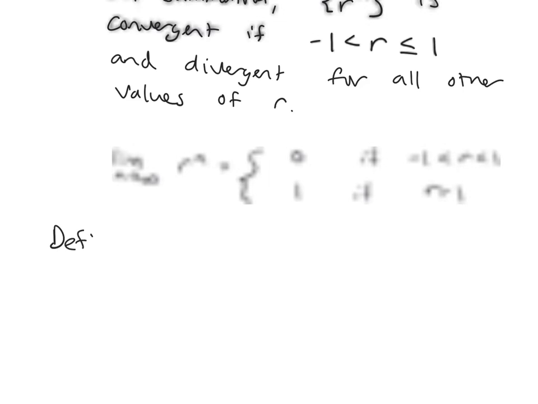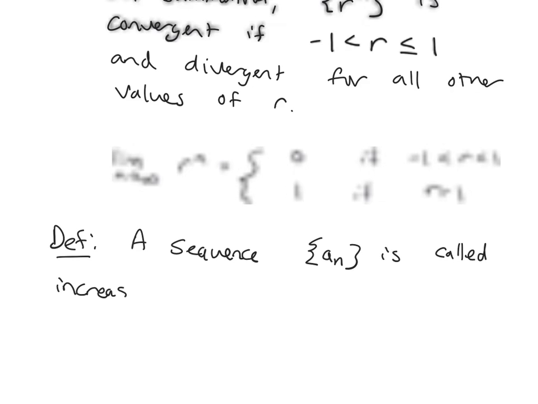So let me tell you what those are. A sequence a sub n is called increasing if... It's still sequences that we're talking about, but I'm talking about increasing and decreasing sequences.